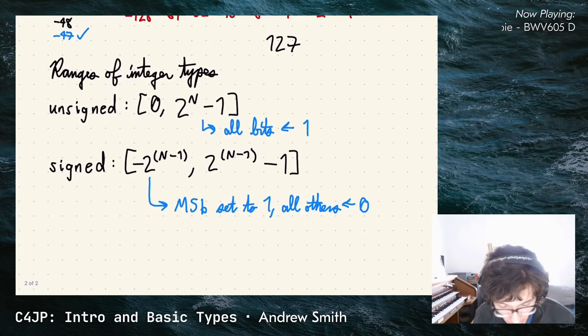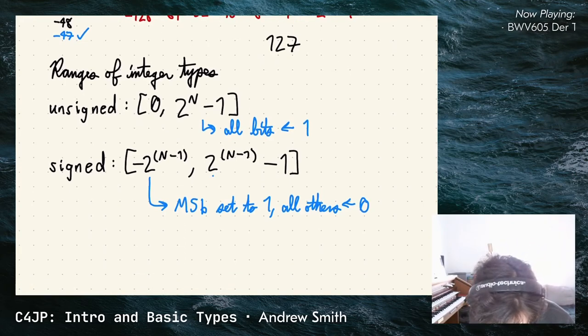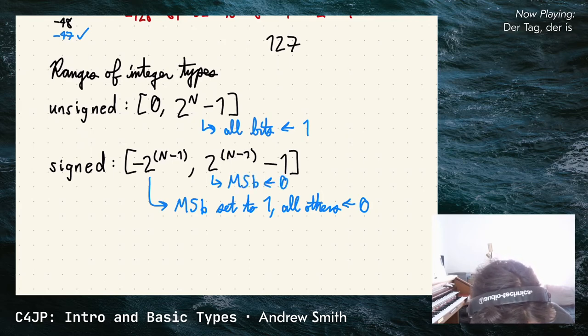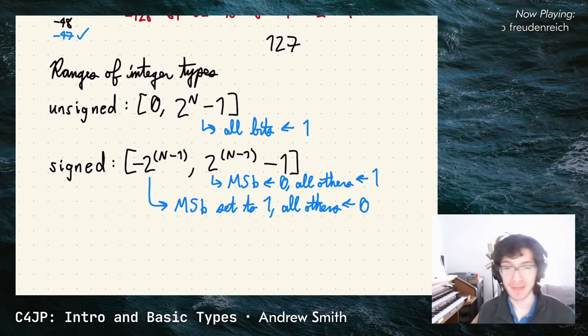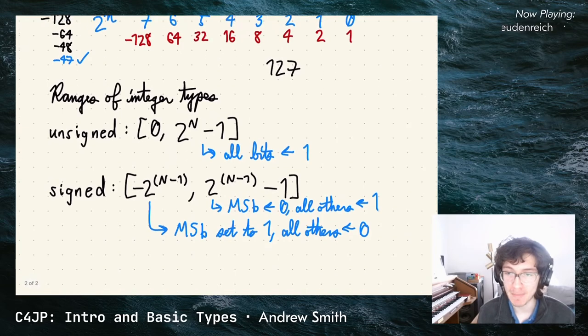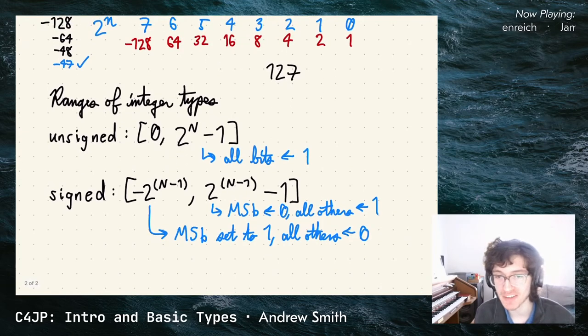And the way that we're going to get that is to set the most significant bit to 0 and all others to 1. Yeah, and that's how we're going to derive our minimum and maximum values for our unsigned and signed integers.